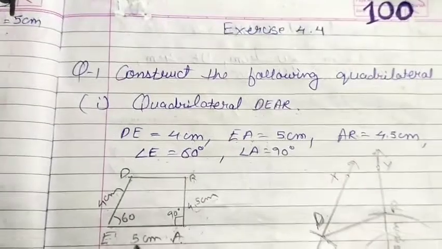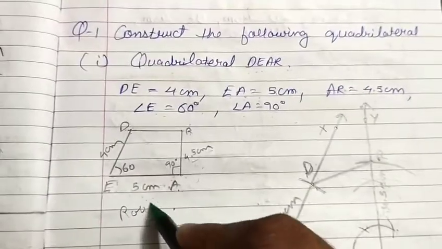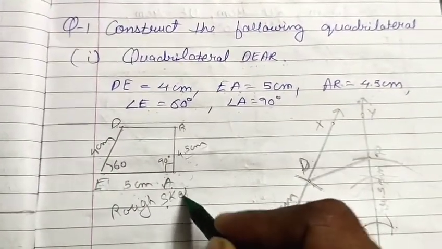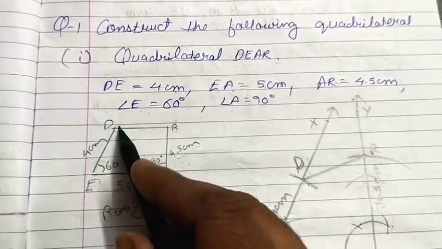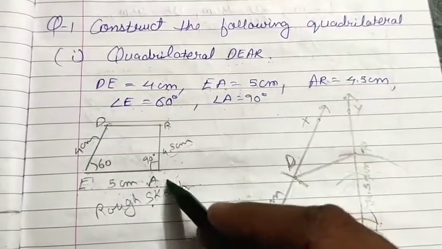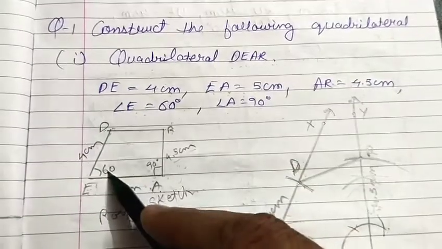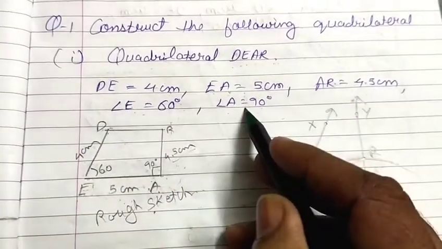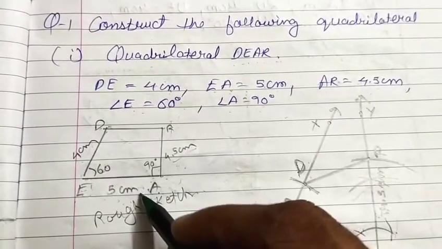Draw a rough sketch. This is just a rough sketch. See, I have started D from here. DE 4 cm, EA 5 cm, AR 4.5 cm, measure of angle E 60 degrees, measure of angle A 90 degrees. So this is how we had constructed this figure.